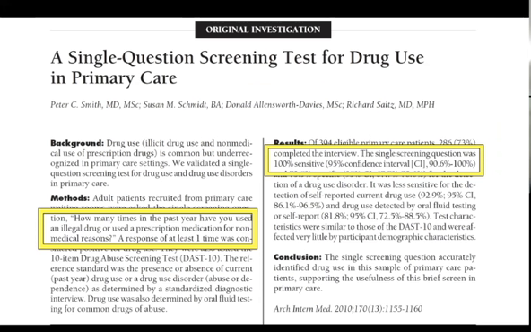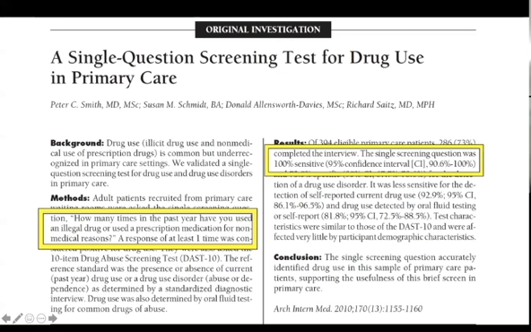Now, how do we screen for substance use? Super simple. Here's an article that was published in 2010 from the Archives of Internal Medicine. And it's all here in the abstract. We don't have to read the article. How many times in the past year have you used an illegal drug or a prescription medication for non-medical reasons? A response of at least one time was considered positive. So you use this question, how many times in the past year have you used an illegal drug or prescription medication for non-medical purposes?